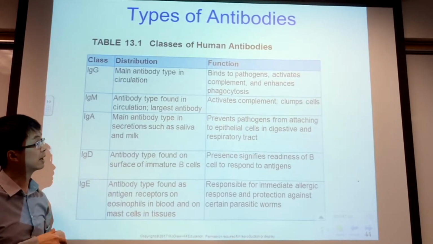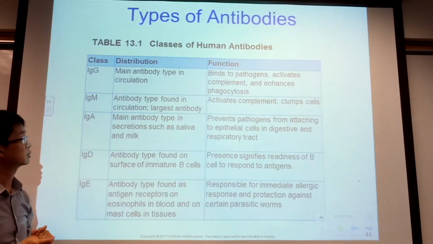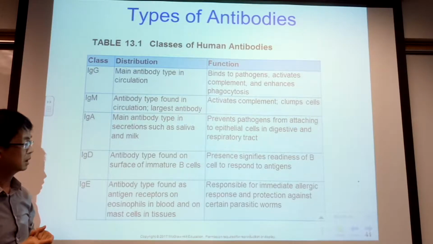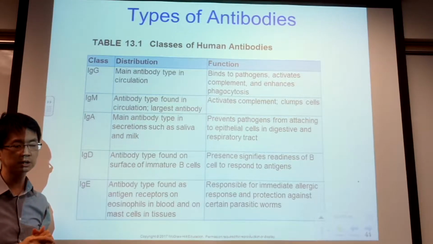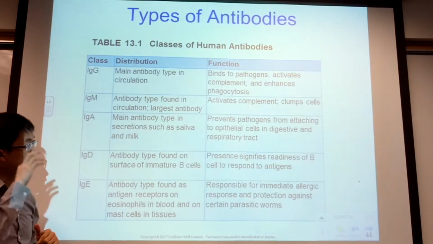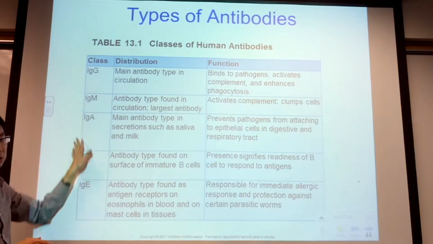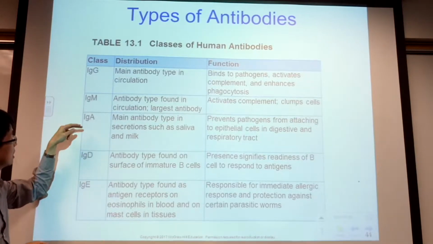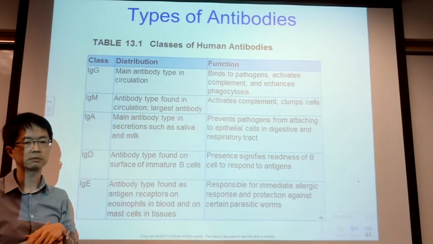Okay, there are 5 classes of antibodies. They all have their different function and distribution. In Bio 3, I will not ask you the function and distribution, but if you take my physiology, I will ask you this. One thing I want you to know is that we have 5 classes of antibody. You need to know the labels: A, D, E, G, M. These are the 5 classes you need to know. That's all.